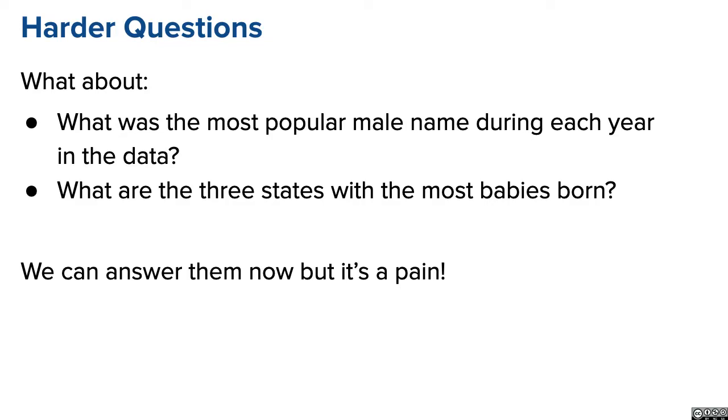Okay. There are some harder questions that are also interesting to us as data scientists. For example, what was the most popular male name during each year in the data? So that means doing something like in 1950, the most popular name was John. In 1951, the most popular name was Matt. In 1952, the most popular name was Sam, so on and so forth. The second question says, what are the 3 states with the most babies born of all time? And that's possible to answer using what we know currently in this class, but it's a big pain. Okay, so you can actually try to do it. It'll just require a lot of code.